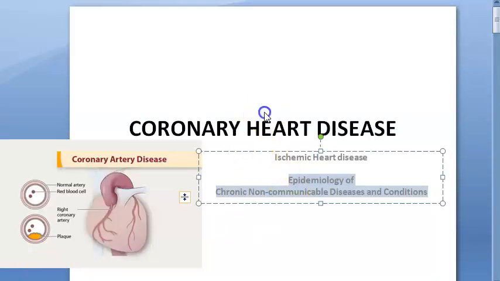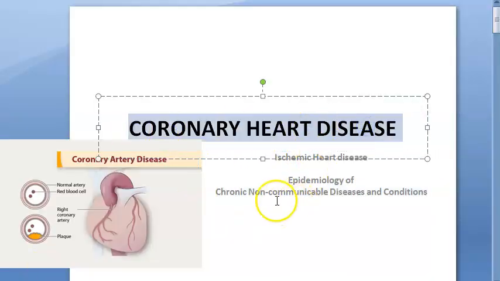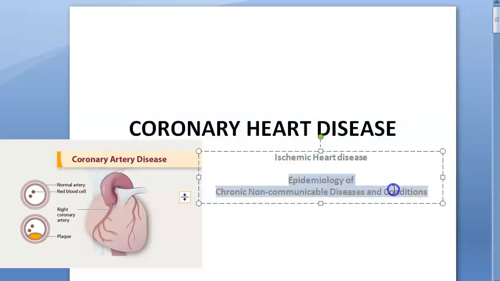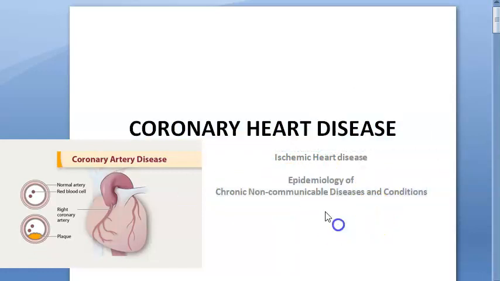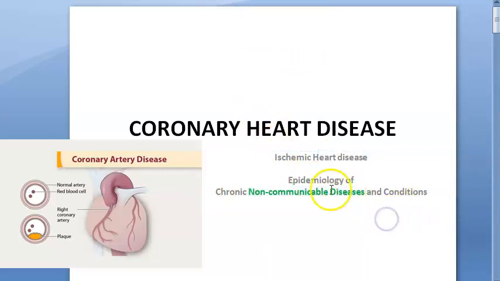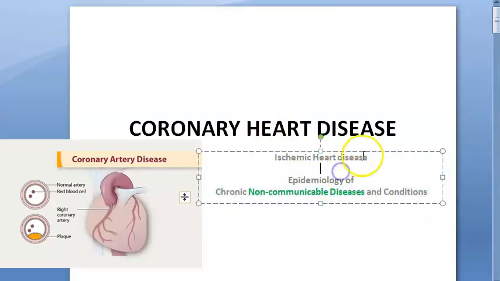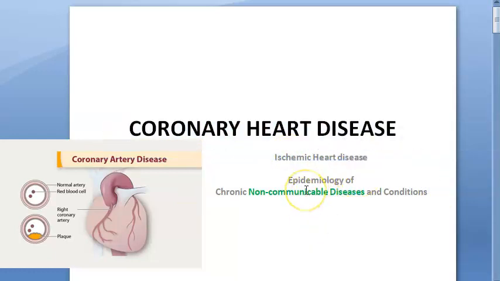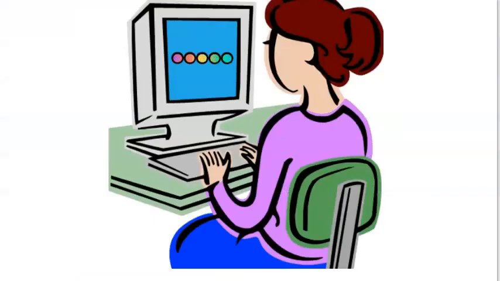Hello people, in this video let us look at coronary heart disease under community medicine, that is PSM, preventive and social medicine, epidemiology of chronic non-communicable diseases. These diseases don't go from person to person, right? So they are non-communicable diseases, and conditions like cancer, etc. Here we are looking at coronary heart disease, also called ischemic heart disease. We are looking at its epidemiology, right? So what will you look at in epidemiology? Disease burden, preventive measures, national schemes for all this, etc.